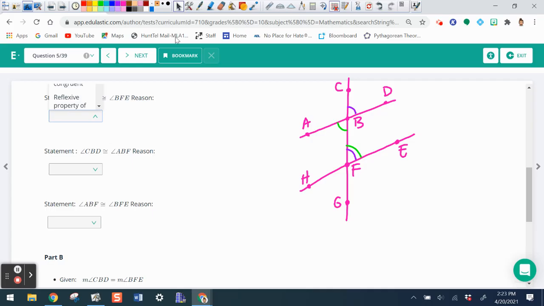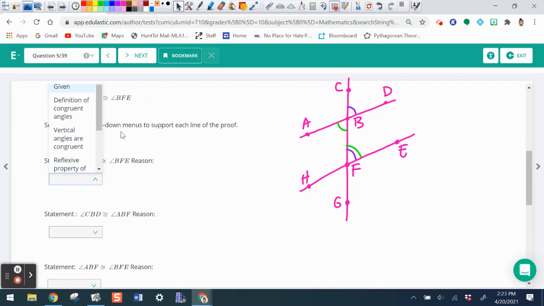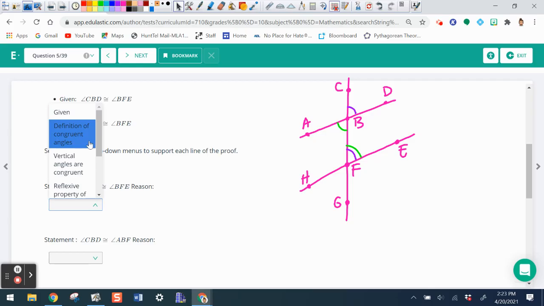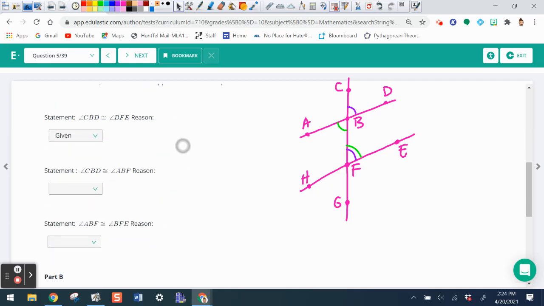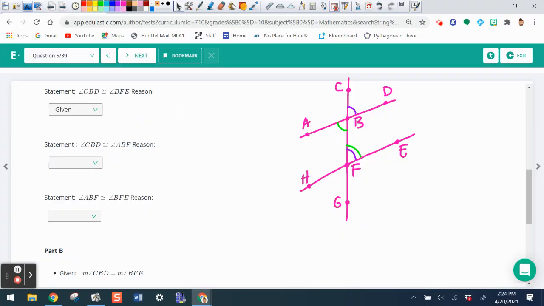The options are: given, definition of congruent angles, vertical angles congruent, reflexive property of congruence, symmetric property of congruence, and transitive property of congruence. Well, how do we know that angle CBD was congruent to BFE to begin with? It was given. So the simple answer here is that angle CBD is congruent to BFE because it is given information.